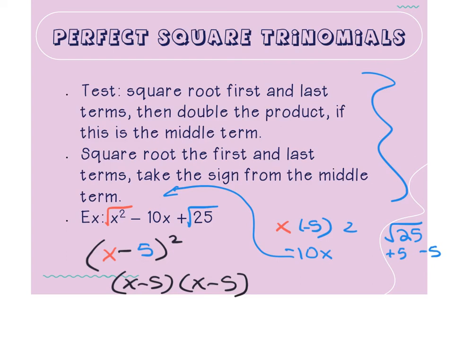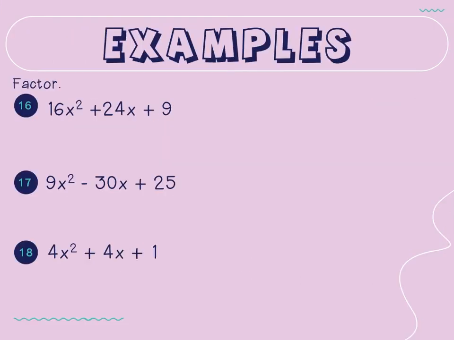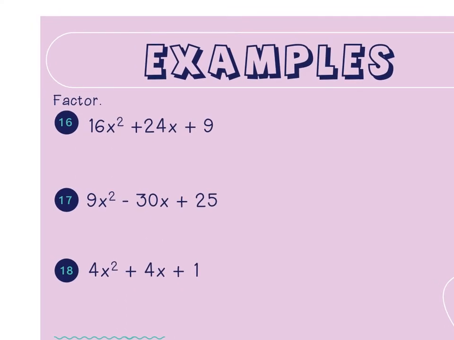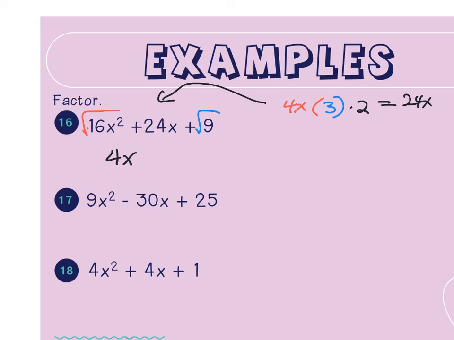Let's try the next one. So we're going to test this. Square root the 16, x squared, and I get 4x. Square root the 9, I get 3, and then I double it to see if I get the middle, which I do. So now this tells me it is a perfect square trinomial. So all I have to do is square root the 16, x squared, square root the 9, and then it's a binomial squared.